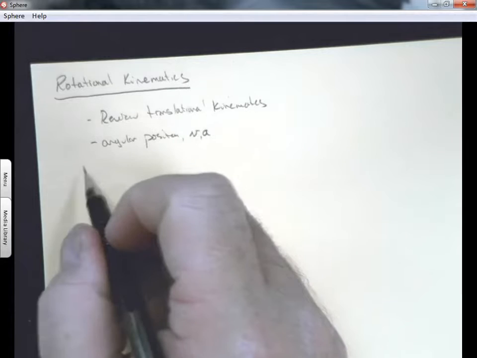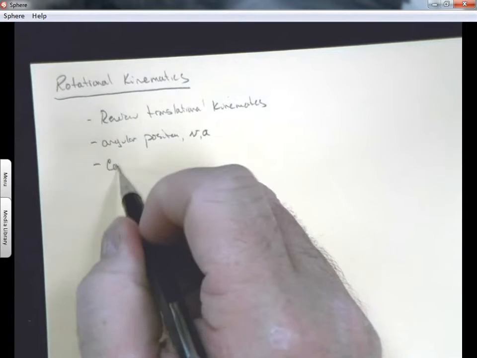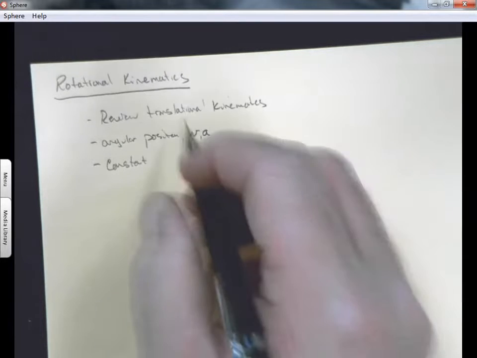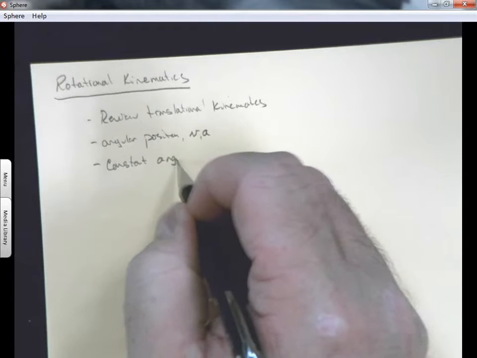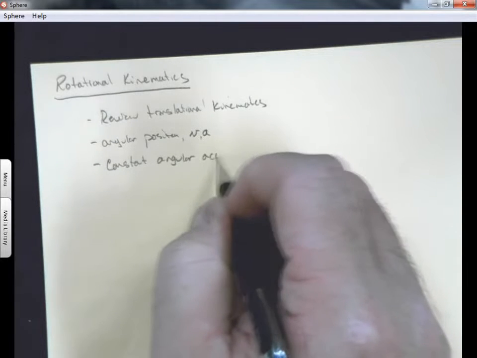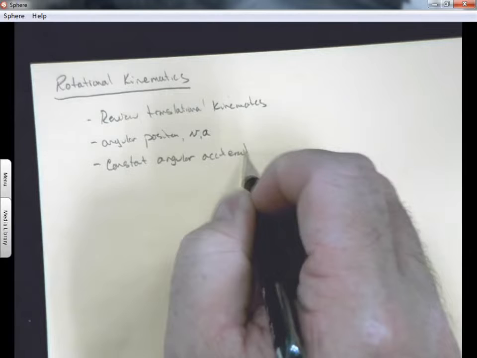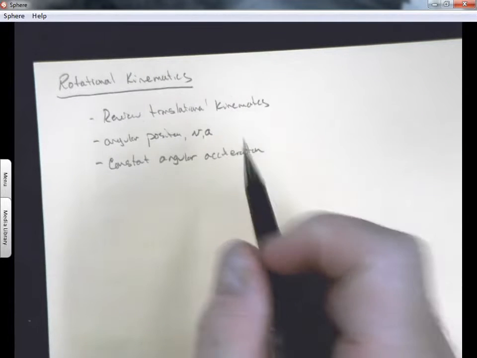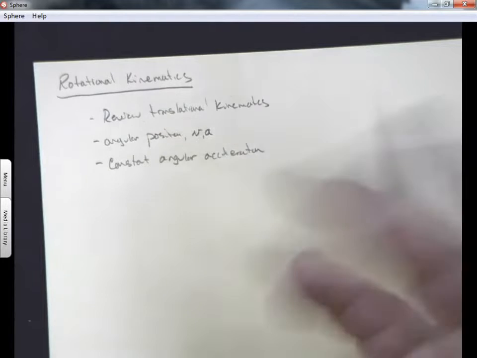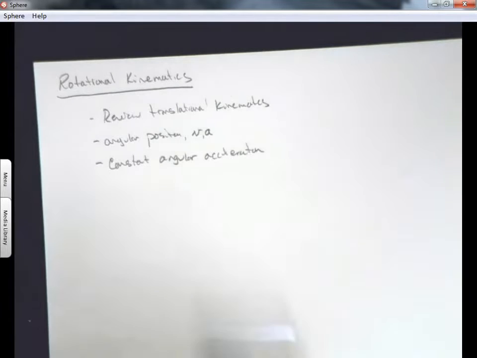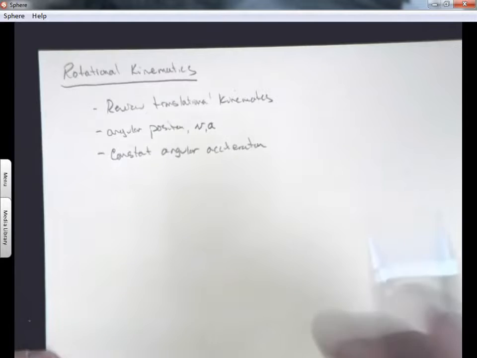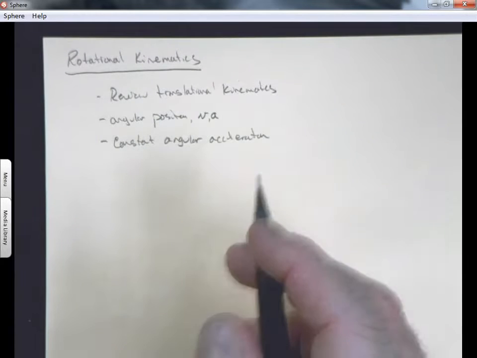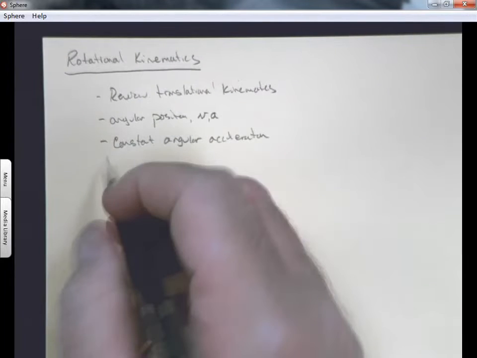And then we're going to get into constant angular acceleration. So essentially what we're going to do is come up with a set of kinematic equations for an object that's rotating on an axis. All right, so we're going to start with linear motion. Review linear motion here.